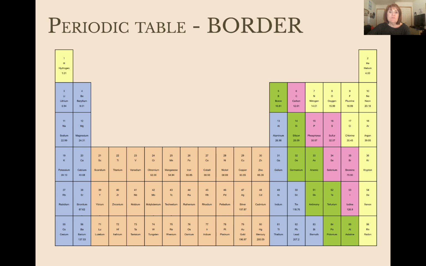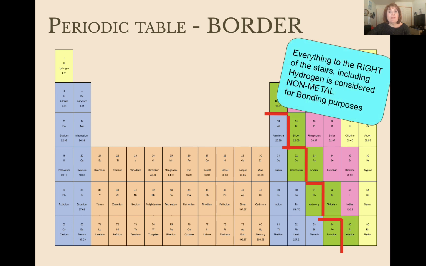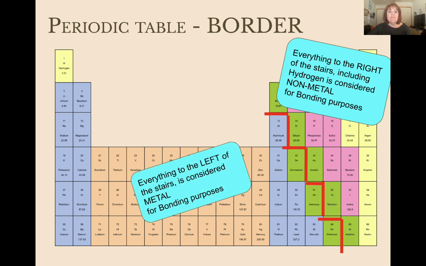On your periodic table, you want to add what's called the border, or it's also called the stair step. It goes down the middle of your metalloids, separating boron from aluminum, and then literally down the middle of your metalloids, to separate and show that everything on the right-hand side of the stairs, including hydrogen, is considered non-metal for bonding purposes. And everything on the left-hand side is considered to be a metal.